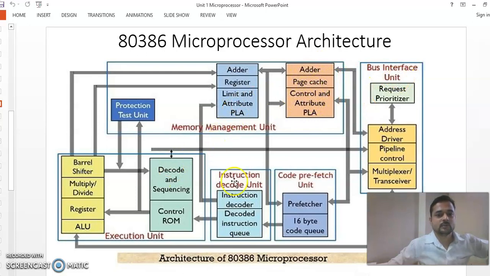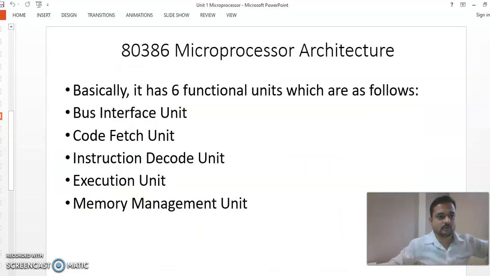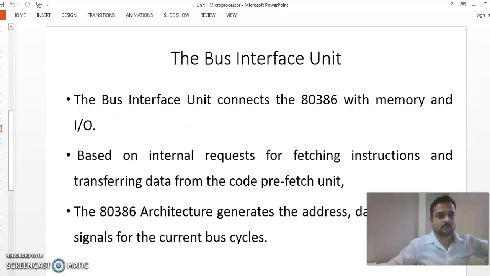Okay, so this arrow is indicating bidirectional. This bus is bidirectional, and the fetching of instructions takes place: it goes to the code prefetch unit, then to the execution unit, then to the memory management unit. So these are the important blocks of the 80386 microprocessor. Okay, so we can see that there are 6 important functional blocks. Okay, so this we already discussed.